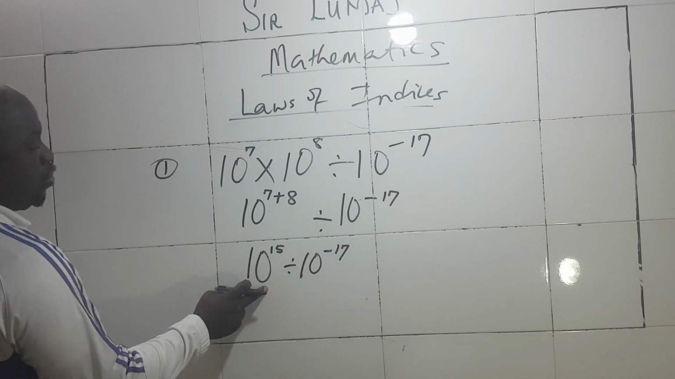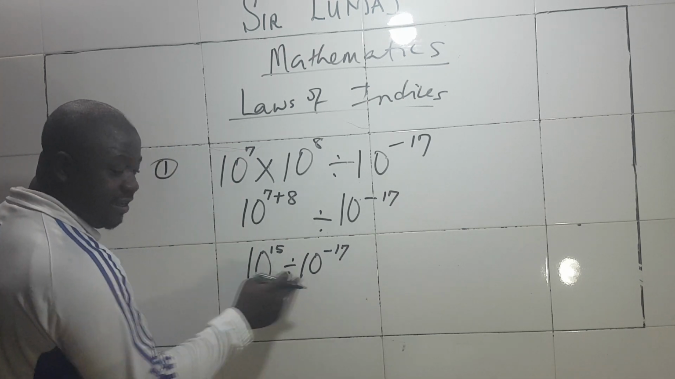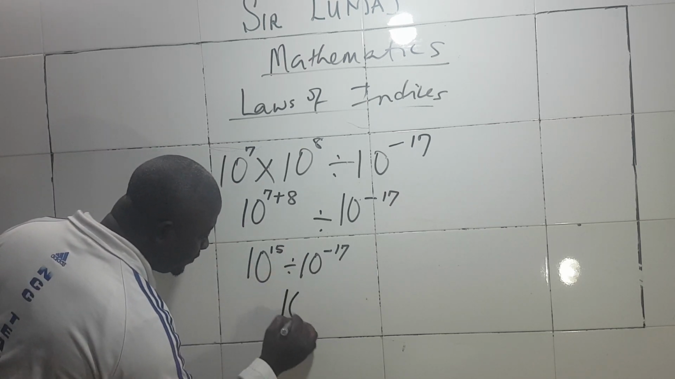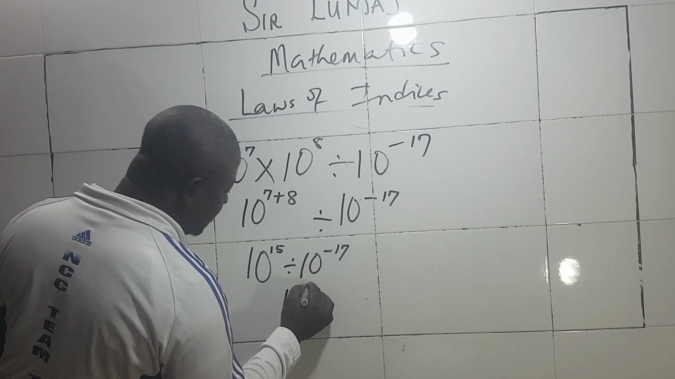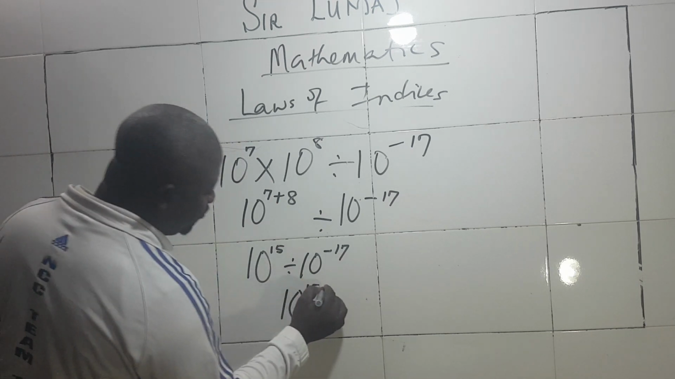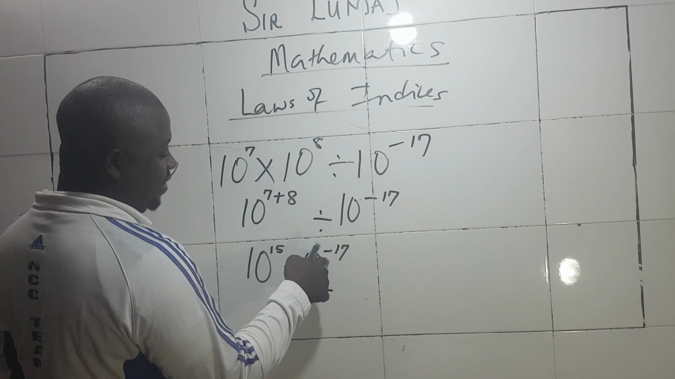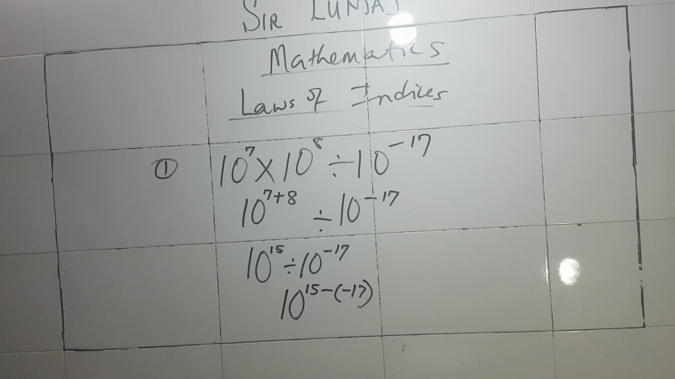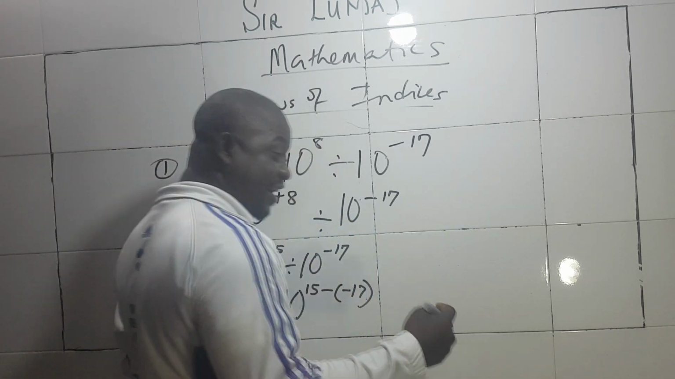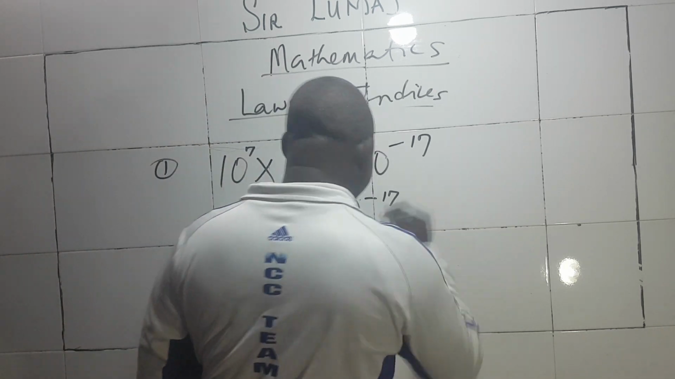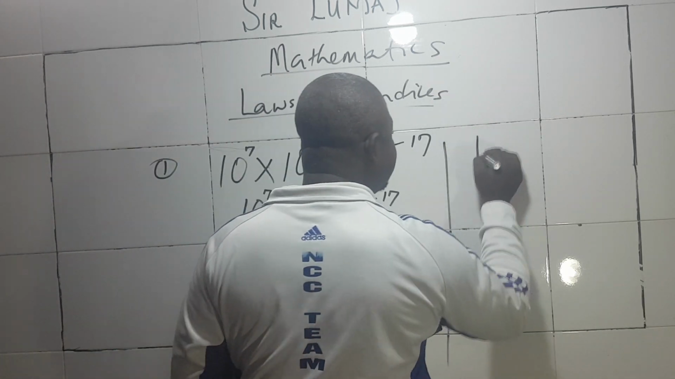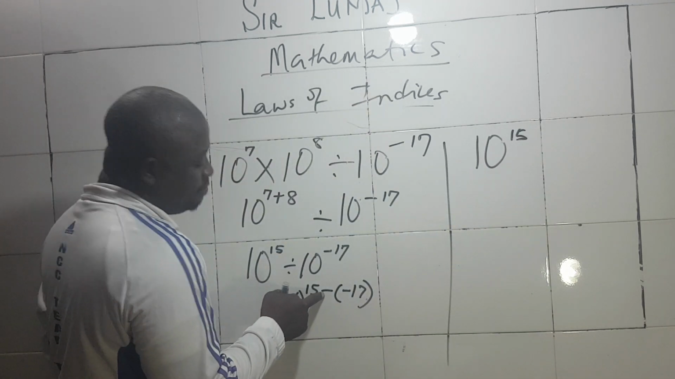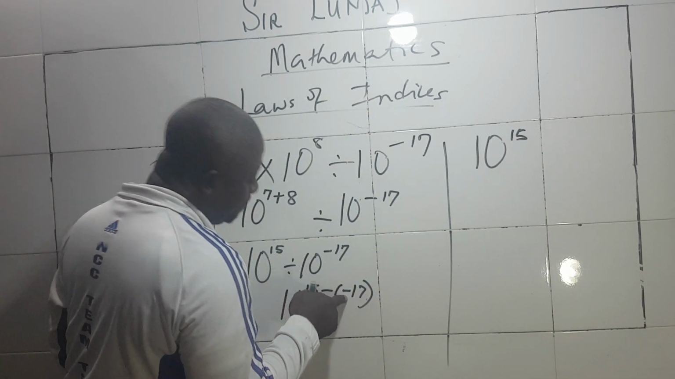And when you do division of common bases in the law of indices, you have to pick one. This one would now be 10 raised to power 15. Remove the dots, it becomes minus, can you see? What's there? Minus 17. So you're going to have 10 raised to power 15. Now look at it. This is minus bracket minus 17.